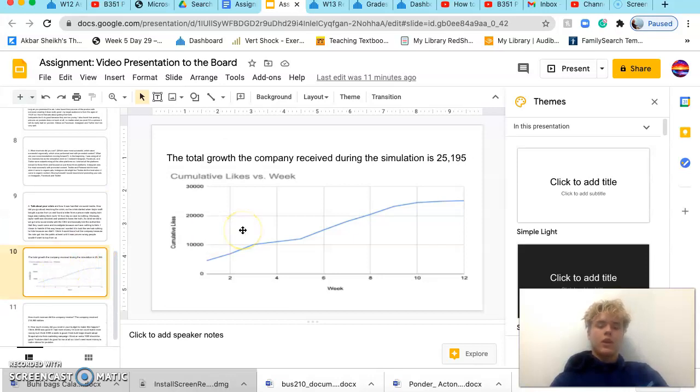The total growth the company received during the simulation was 25,000. So this is an actual growth graph me and my dad made. Like we pulled the numbers off Mimic and actually made this. So it was a pretty steady growth throughout the whole thing. It just went better and better and better.